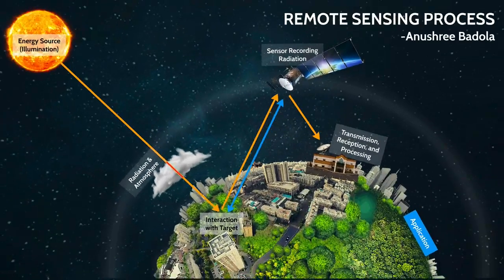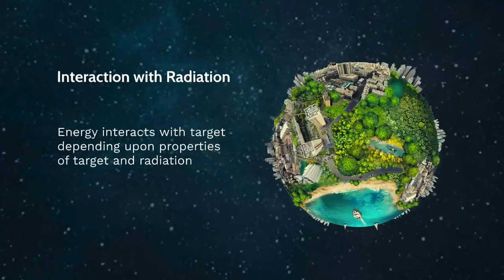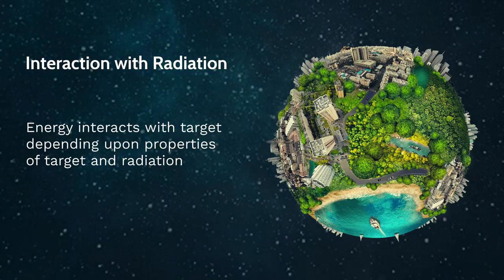Let's get to the next entity, which is the target in focus. The filtered energy from the atmosphere gets in contact with the target and illuminates it. Then some part of this energy radiation is absorbed by the target while the remaining is reflected. One thing to always keep in mind is that different objects react differently to different radiations. And that is why we see different colors in our surroundings.